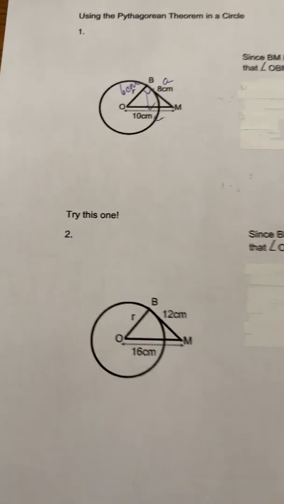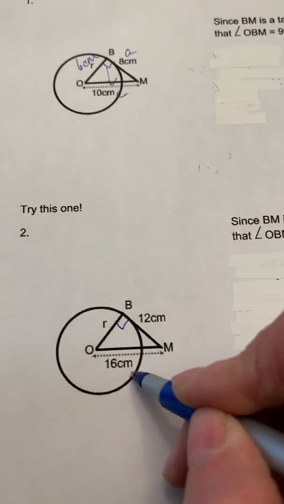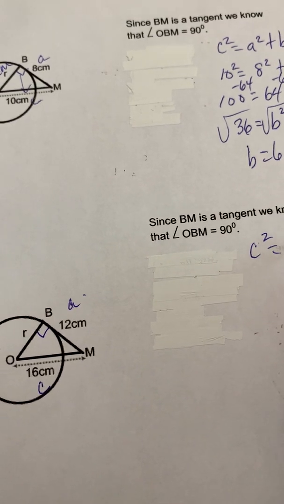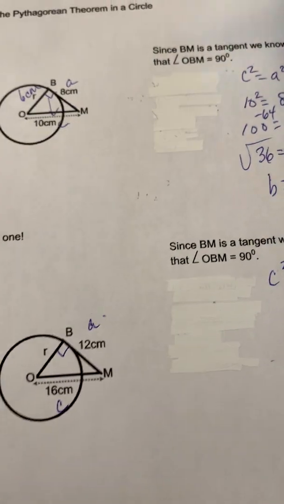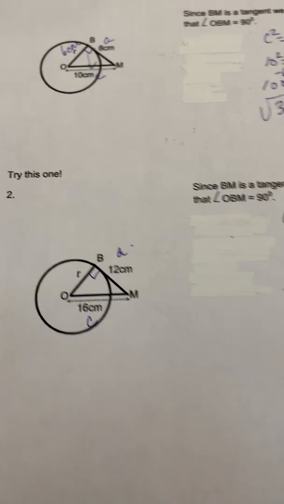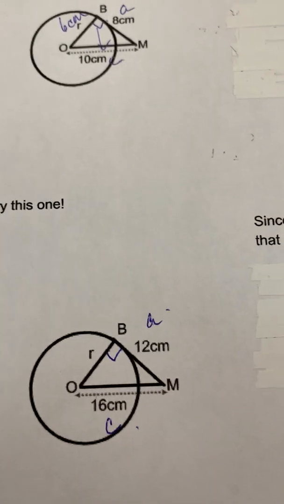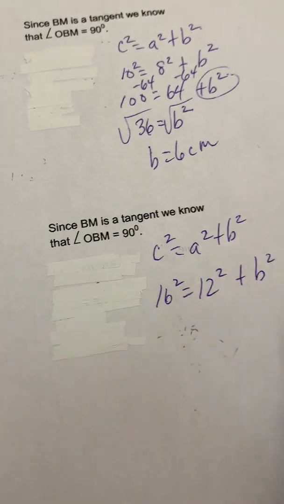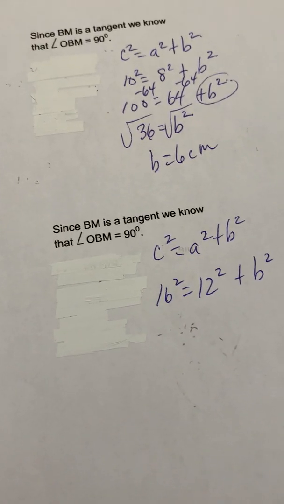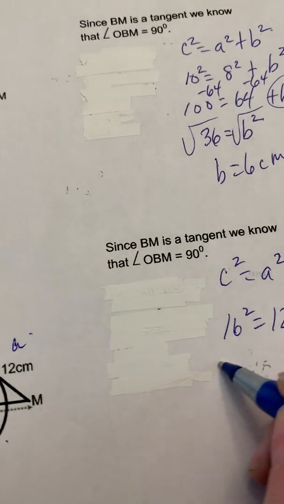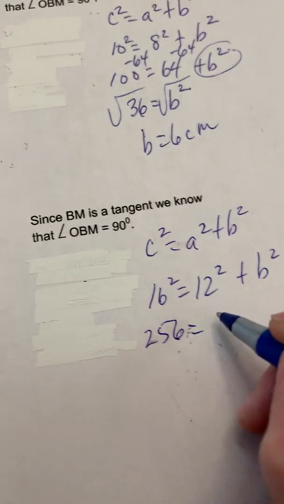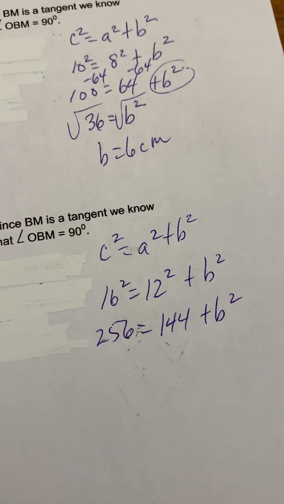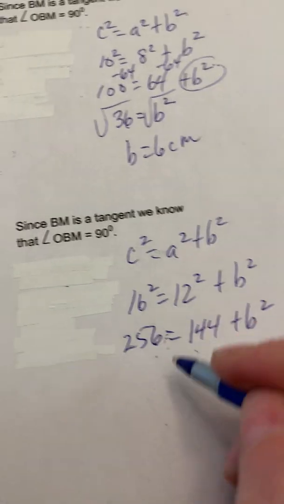Okay, try this one. So here we go. We've created a 90-degree angle. This is C, this is A. So again, we're going to use C squared is equal to A squared plus B squared, and we're going to substitute stuff in here. I know that my hypotenuse is 16. I know that my one side is 12. So 16 squared is 256. 12 squared is 144. Take 256 and subtract 144, and you get 112.